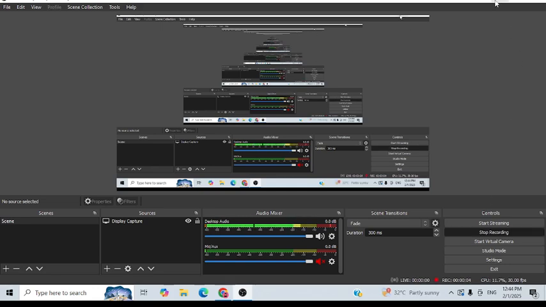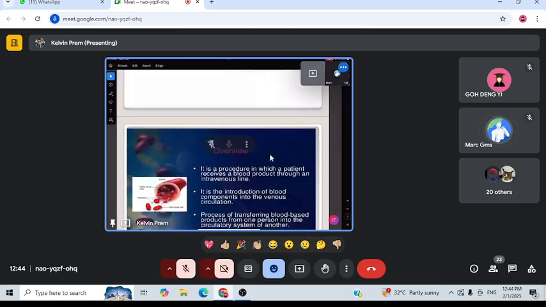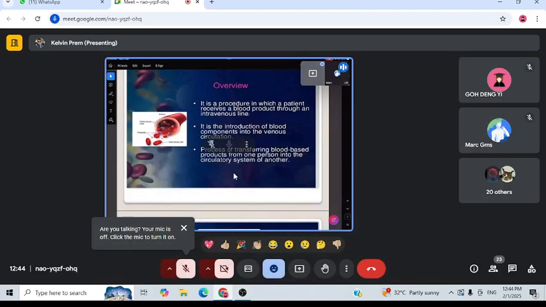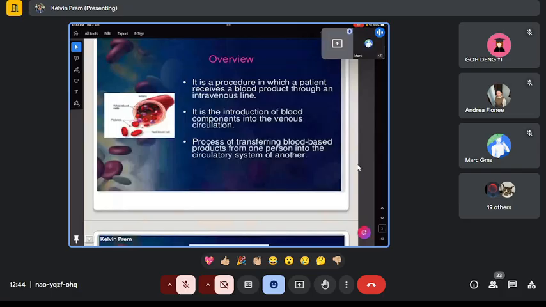So today's lecture will be on blood transfusion. Actually, it's mainly on blood transfusion, the blood products, and its complications. Looking at the definition, basically it's a procedure in which a patient receives blood products through an intravenous line, also known as the introduction of blood components into the venous circulation.